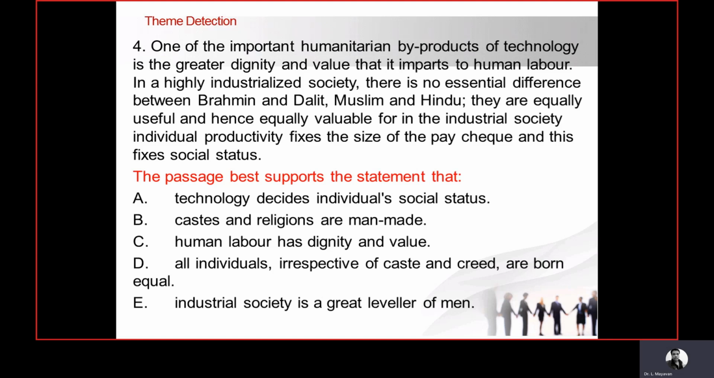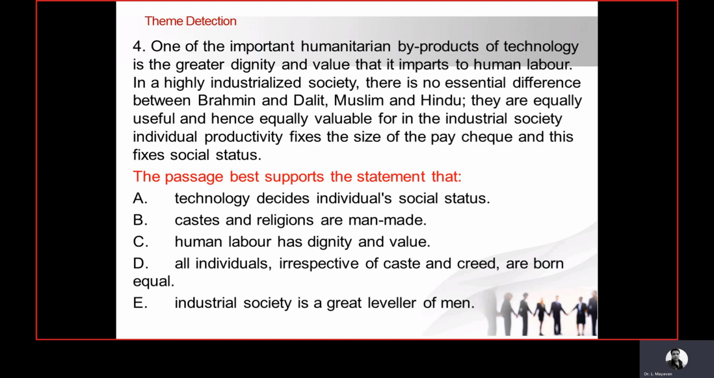Now look at the options for this passage. Option A, technology decides individual social status. No. Castes and religions are man-made. It is not discussed. Human labor has dignity and value. Yes, that is the theme discussed in the passage: a greater dignity and value that it imparts to human labor. Let us also consider options B and E.